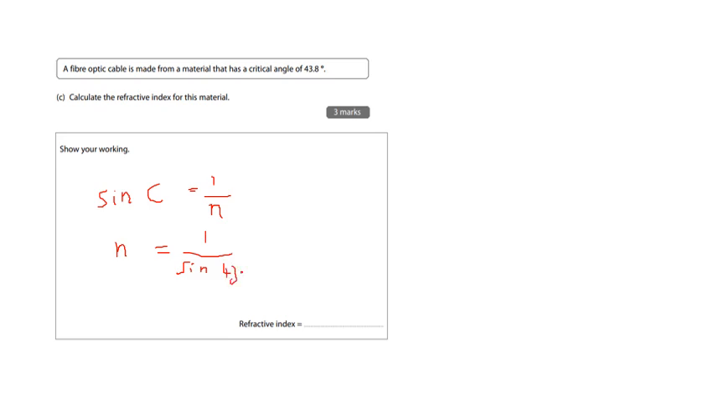That's the neighbour's dog having a good bark. Sine 43.8 equals, and on your calculator to 3 sig figs, that's 1.44. And it doesn't have any units. Refractive index doesn't have units, it's a ratio.